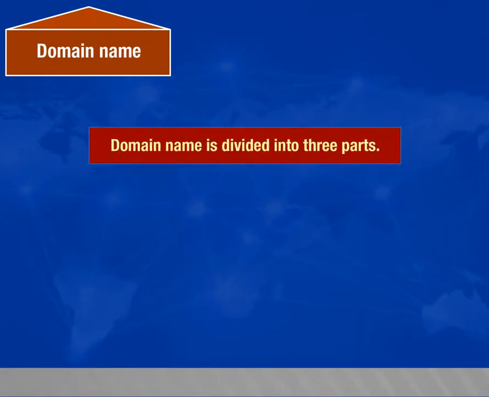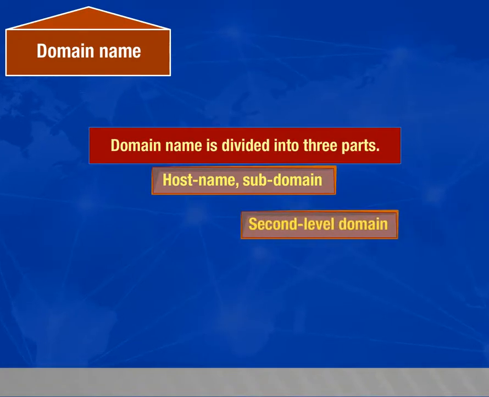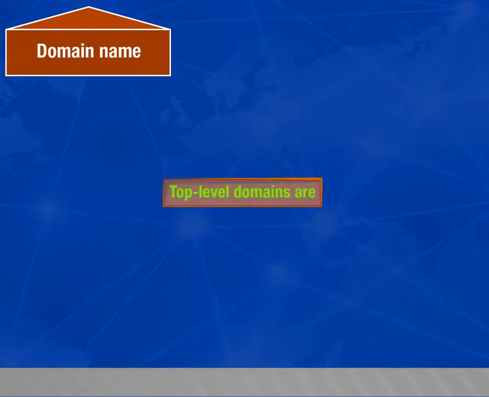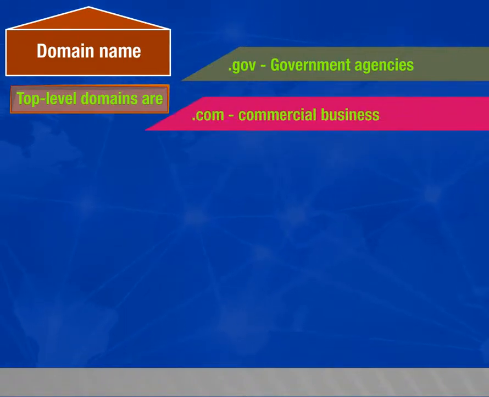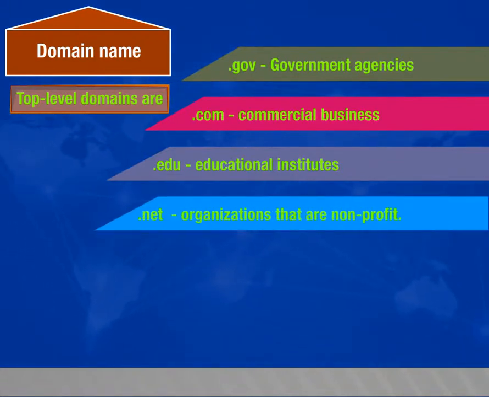A domain name is divided into three parts: host name, subdomain, second level domain, and top level domain. Top level domains are .gov for government agencies, .com for commercial business, .edu for educational institutes, and .net for organizations that are non-profit.